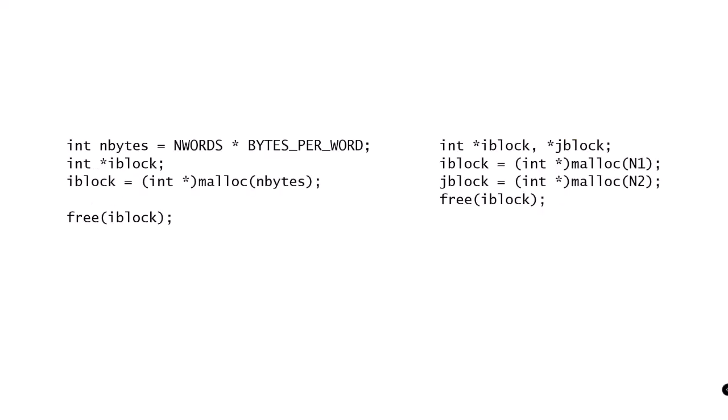malloc and free are C library functions that allow us to manipulate the heap. In this case, we allocate a block of integers on the heap of size n bytes, and we store the pointer to that heap element in the pointer I block. We can use free to unallocate memory that was previously allocated using the malloc function. When we free one block, that leaves the other blocks on the heap untouched.